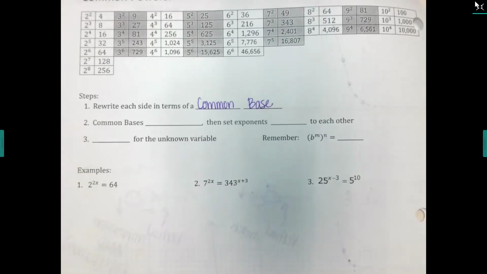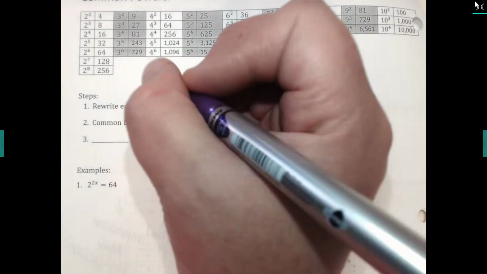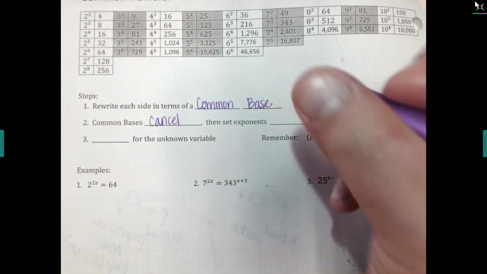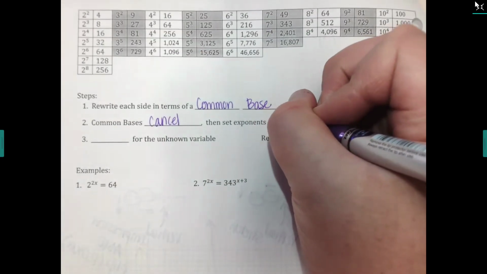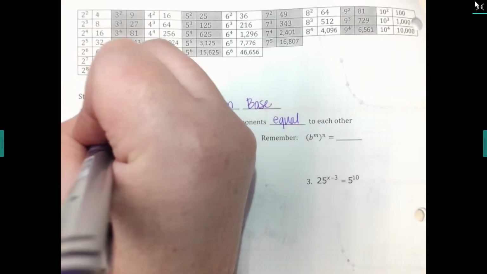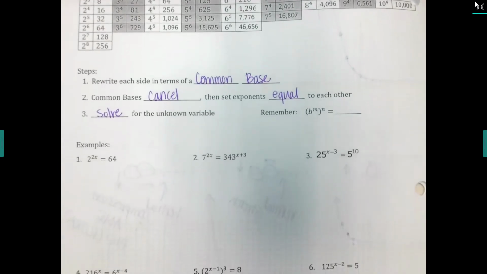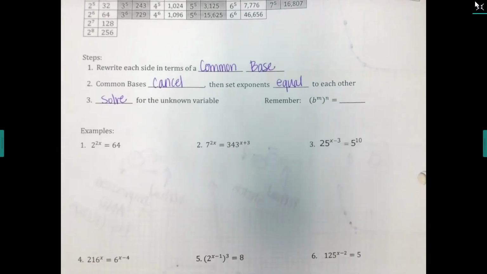Then once you have a common base on both sides, you can cancel them out and set the exponents equal to each other. Then you're going to solve. So let me show you what I mean by that. Take a look at number 1.